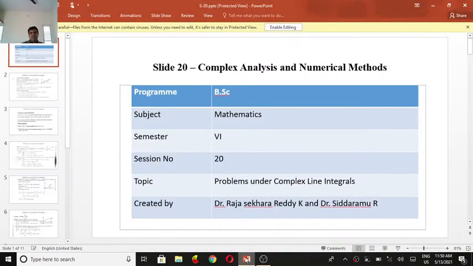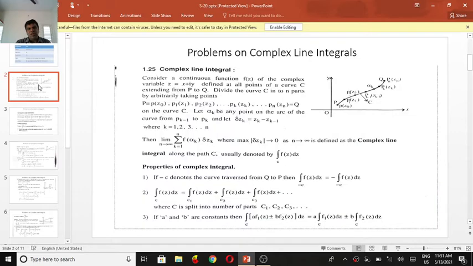Now we come to session 20. We already know some theorems on integrals and the basic properties of a line integral, or path integral. Now we'll solve a few problems using the definitions and basic properties of line and path integrations.